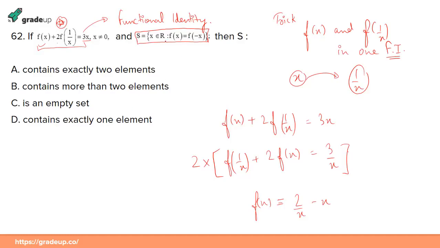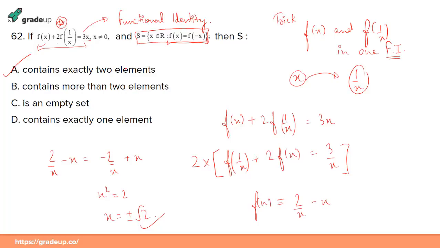Now he is asking how many elements belong to this set, f(x) = f(-x). So we have 2/x minus x equal to minus 2/x plus x. Alright, and if you solve this equation, you get x squared equal to 2, x equals plus minus root 2. So I replaced x with minus x over here, equated these two, and finally I get x equal to plus minus root 2. So it contains exactly 2 elements. Alright, so this is also an easy question if you know the concept.